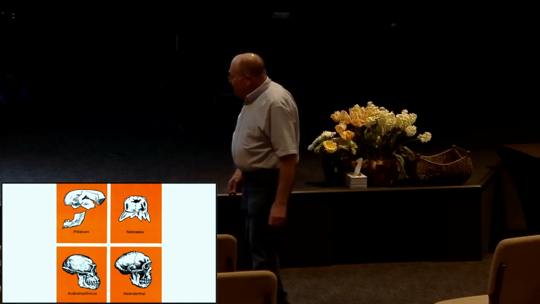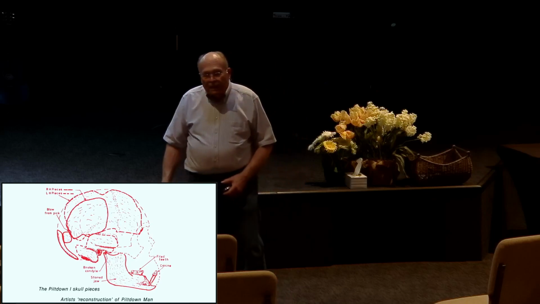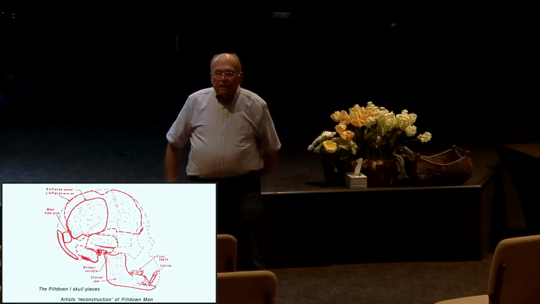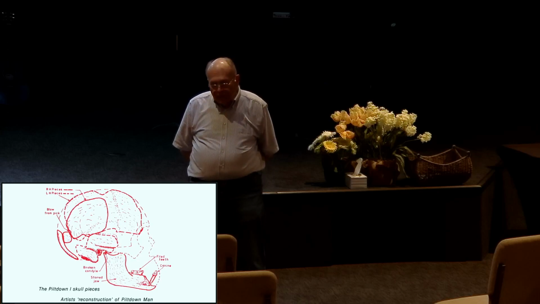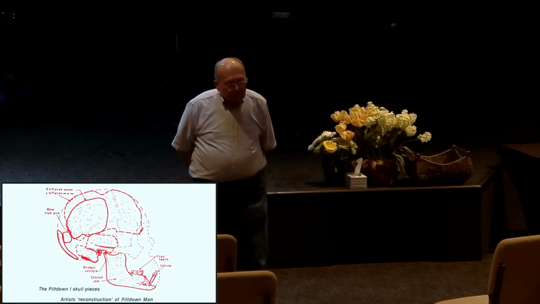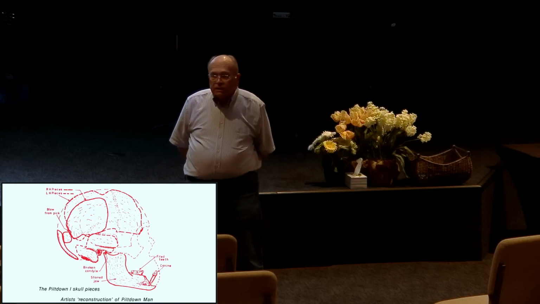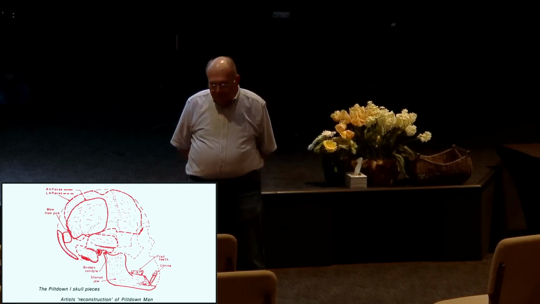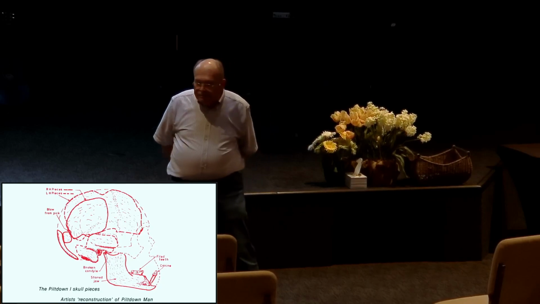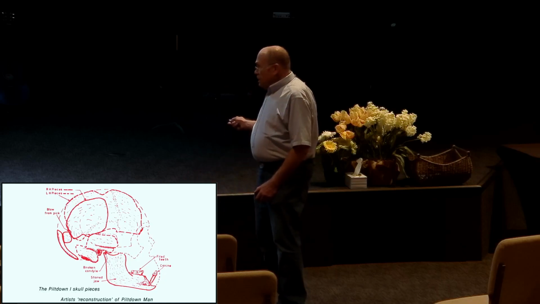First of all, this is a drawing of the skull fragments. Now, in 1923, evolutionists already knew this was a hoax. So the fragments were found in 1912, 1913, taken to the British Museum of Natural History, and by 1923, they already knew it was a hoax. Now, why is that? Well, first of all, under examination, the jaw is not human.